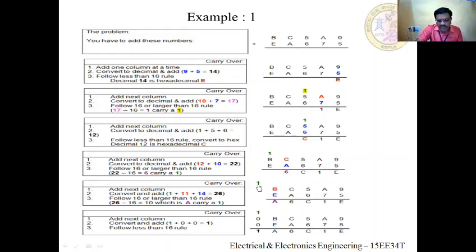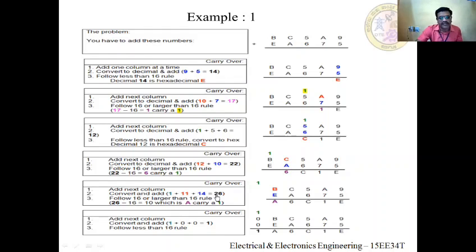See here, there is a small change. This carry is shifted at a far distance. Actually, this one should come above B. Step number 5 is 1 from the previous carry plus B and E. So 1 plus B plus E. The hexadecimal equivalent of B is 11, and the hexadecimal equivalent of E is 14. So 1 plus 11 is 12, and 12 plus 14 is 26.